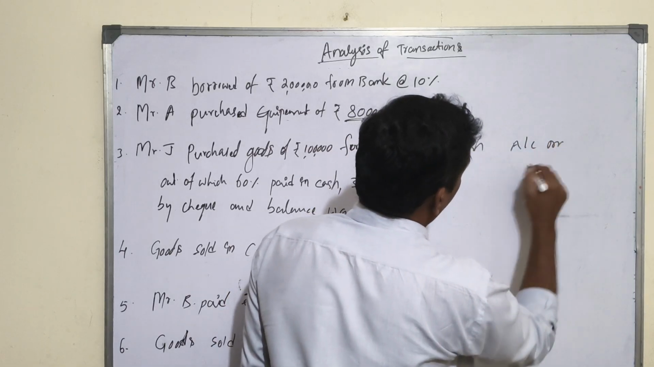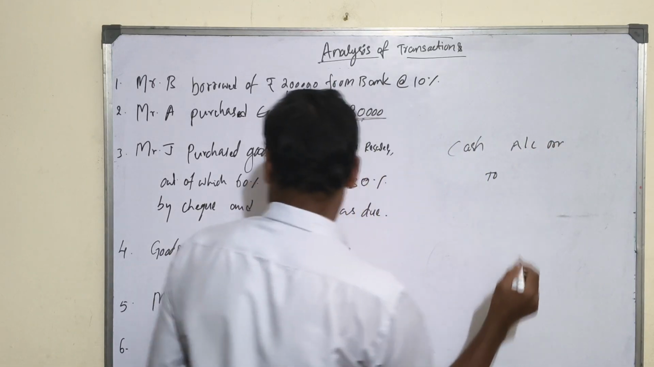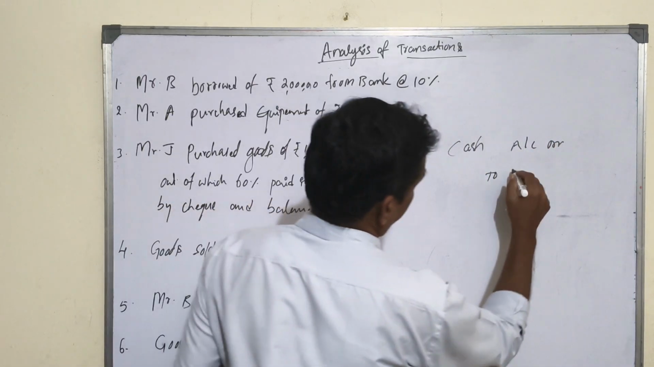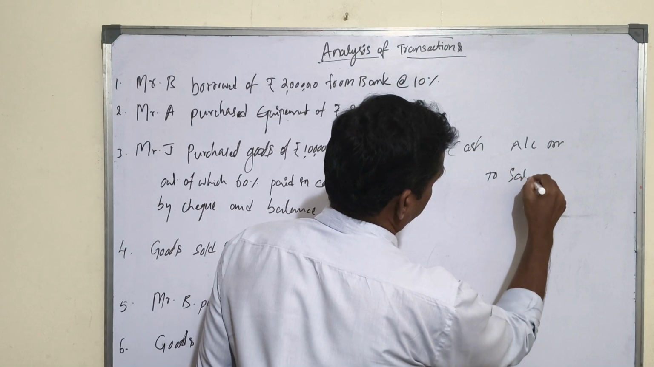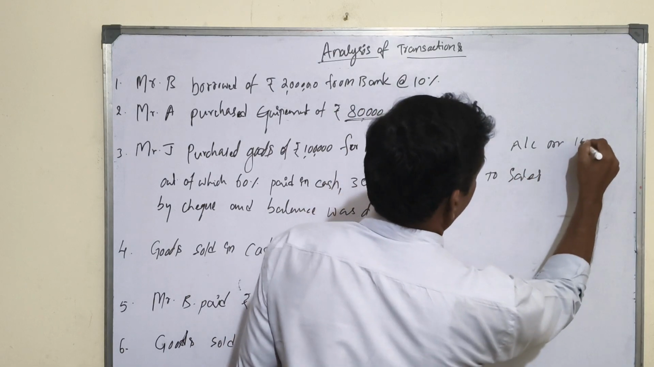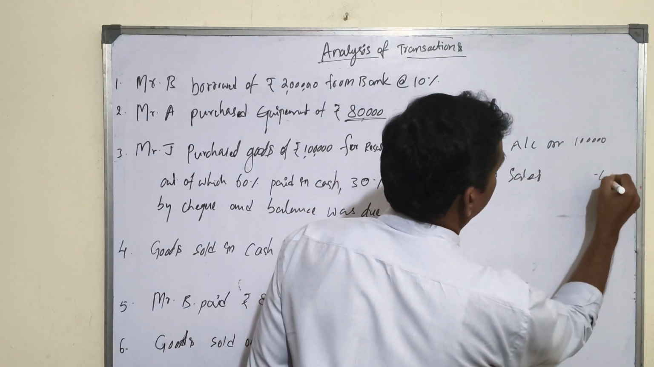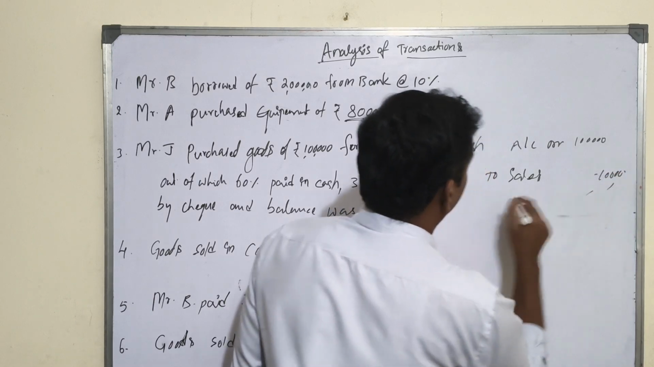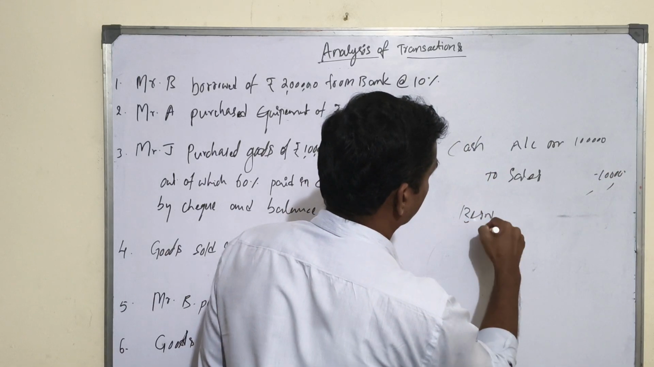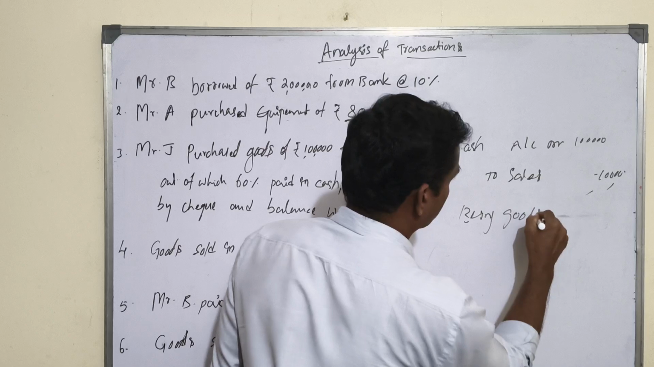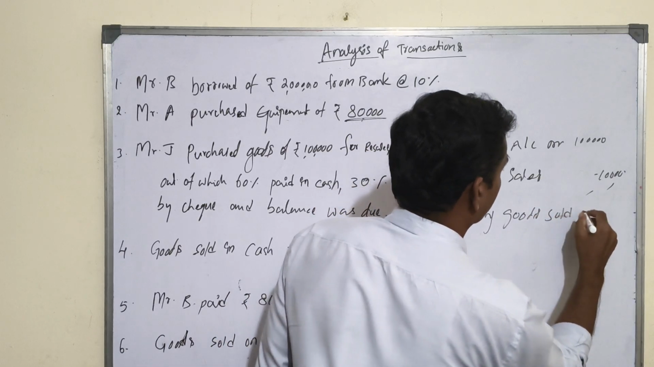Cash account debit, to sales account, revenue account, sales account of rupees 1 lakh. Being goods sold on credit.